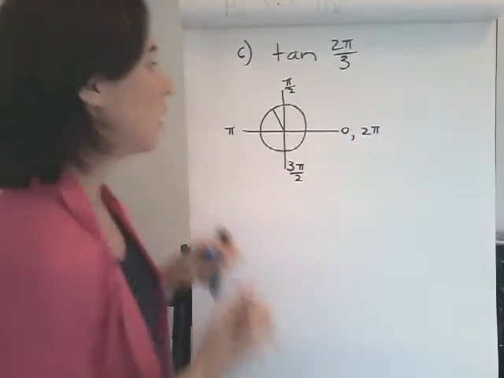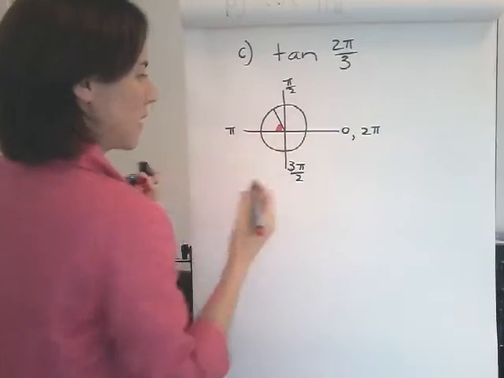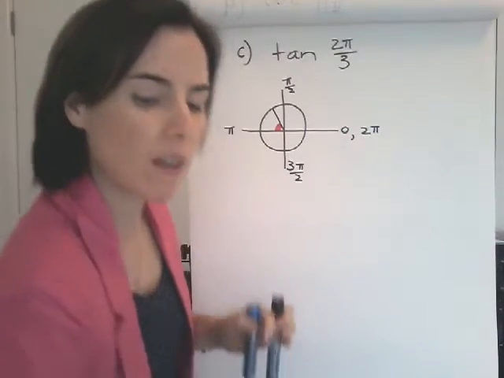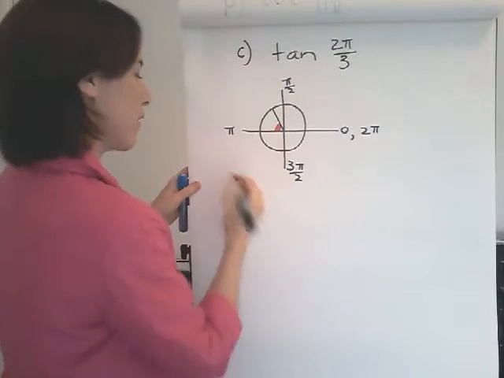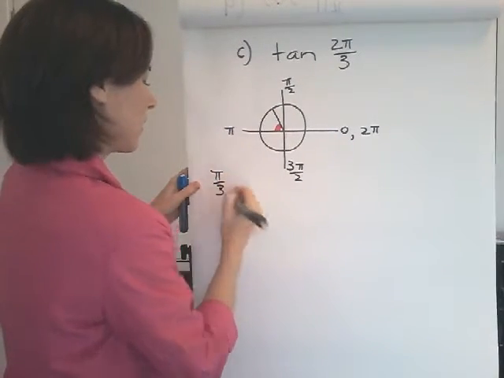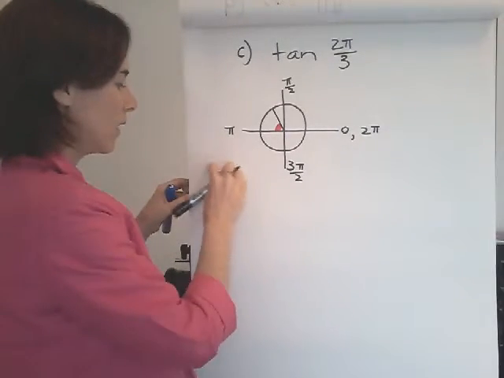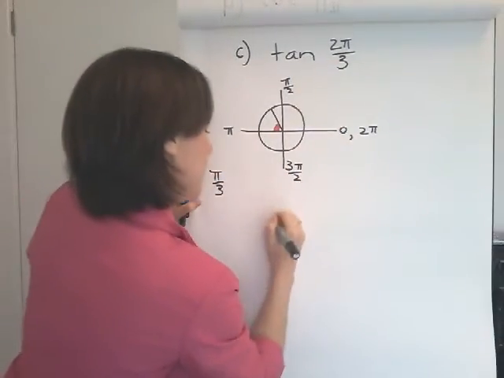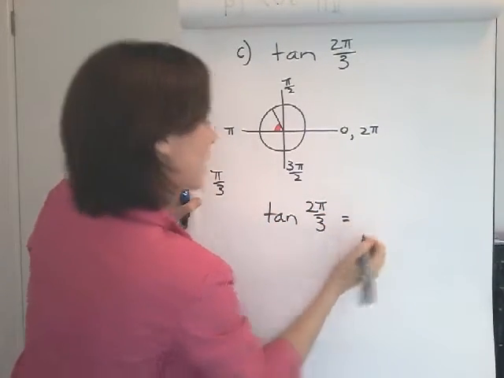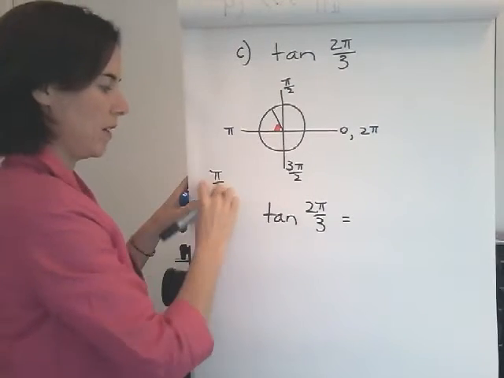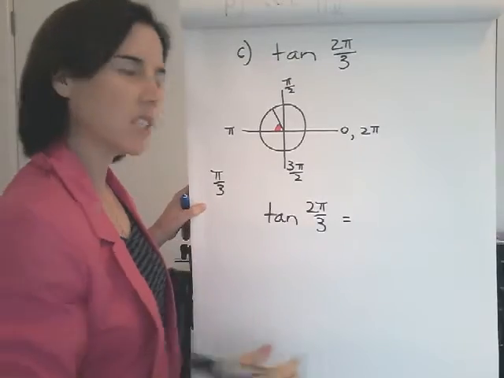We always want to know how far it is from the horizontal. So that's the angle we need. And that angle will be pi minus 2 pi on 3, which will leave 1 pi on 3. So tan of 2 pi on 3 is equal to tan of 1 pi on 3, which is tan of 60 degrees, which is root 3.